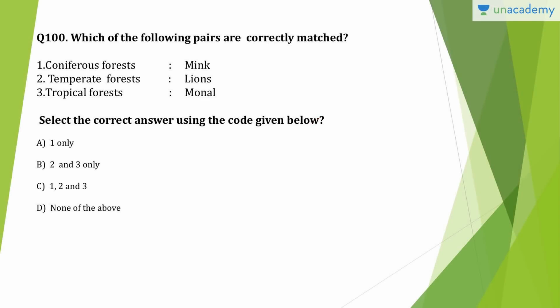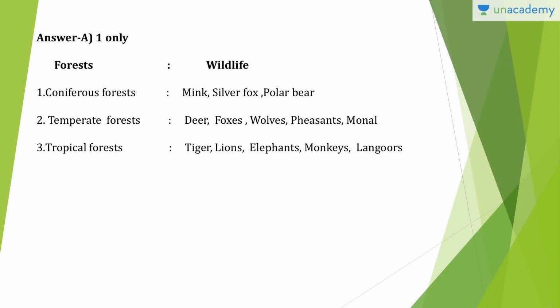And last question for today is, which of the following pairs are correctly matched? So let us see which of them are correctly matched. Coniferous forest have mink, yes, that is correct. Temperate forest do not have lions, this is wrong. Temperate forest will have deer, foxes, wolves, etc. Monal. And tropical forest will have lions. So answer here is only the first option is correctly matched. Answer here is A, 1 only.